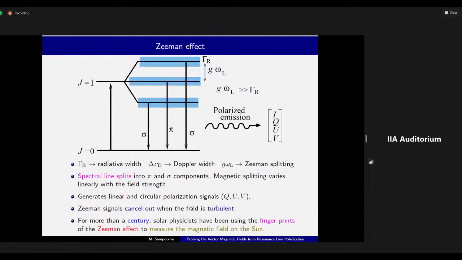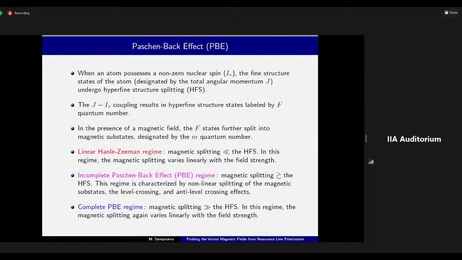Now, if the fields are stronger, such that the magnetic splitting is much larger than the radiative width, but comparable to the Doppler width, all of us know we have the Zeeman effect, and this audience needs no description of it. And it has been used for more than a century to detect magnetic fields on the sun.